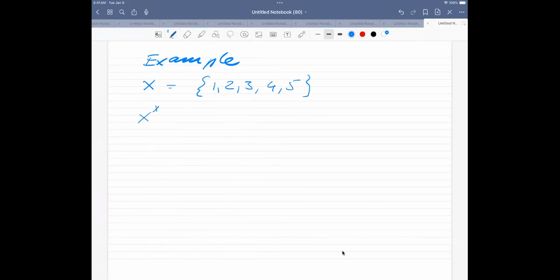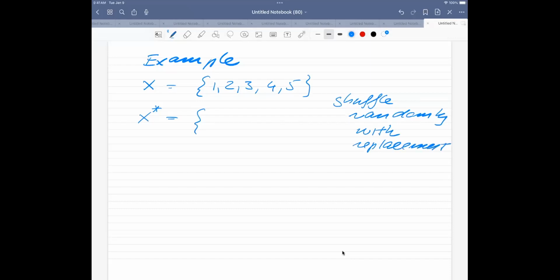And then I make a new one. So I just shuffle randomly. And then I'm going to add another thing with a replacement. Because this is going to be important. So this could look like 2, 3, 3, 5, 1. So this is my new data set. Okay?